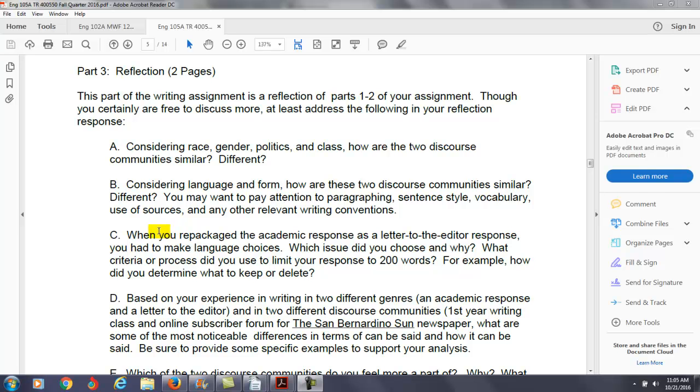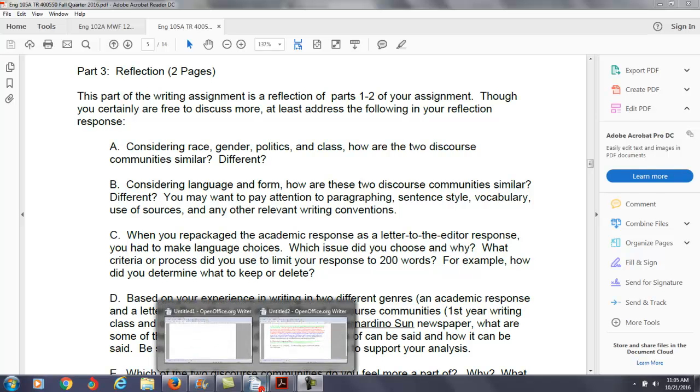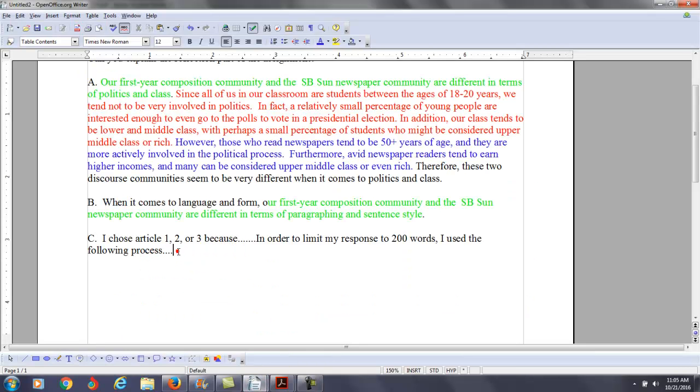Okay, so let's look at C. So if you look at the question, when you repackage the academic response as a letter, which issue did you choose and why? And what criteria or process did you use to limit your response to 200 words? Or how did you determine what to keep or delete? So if you look at that, and then you're writing this here, here's your topic sentence. You'll have two things. You'll say, I chose article 1, 2, or 3 because. So you explain which article that you chose.